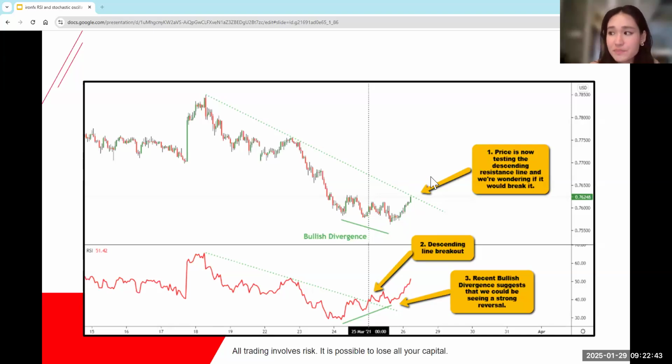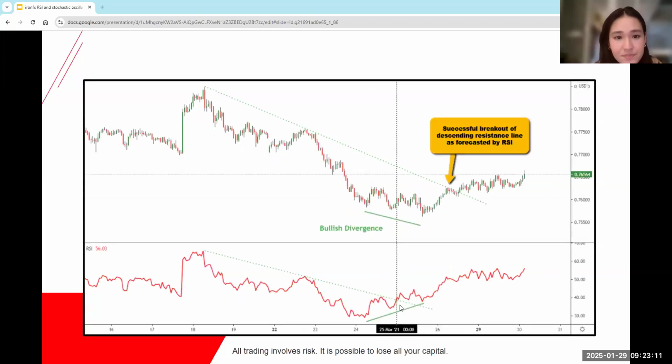So that's the first point. Second point is that there is a descending line breakout for RSI. And lastly, there is a recent bullish divergence, which suggests that we could be seeing a strong reversal. Remember, bullish divergence because prices are making a lower low, whereas RSI is giving us a higher low. Okay, and that's exactly what happened. That's a successful breakout of the descending resistance line that's forecasted by our RSI.